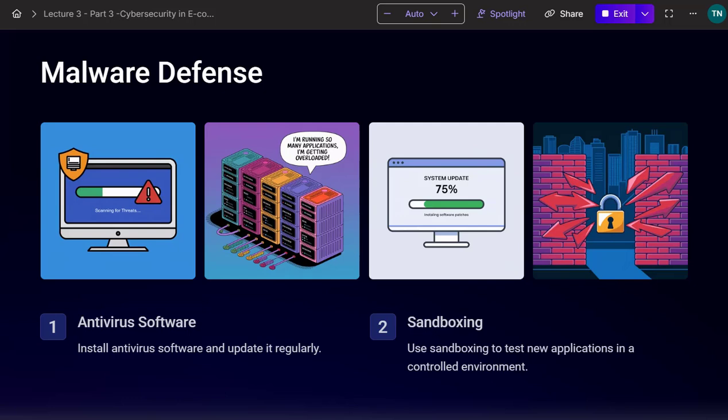And sandboxing is a powerful technique to safely test new applications by running them in an isolated virtual environment. You can identify and contain any malicious behavior before allowing the app to run on your main system. These two measures, antivirus and sandboxing, form a strong foundation for protecting your system and data from malware attacks. They should be part of any comprehensive security strategy.